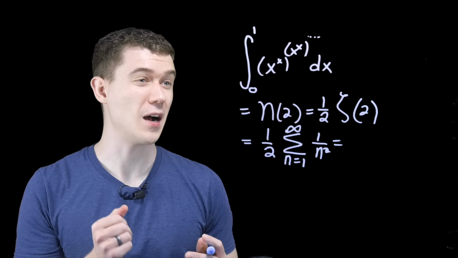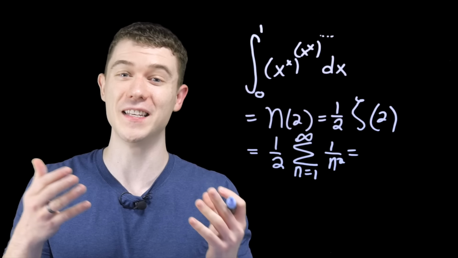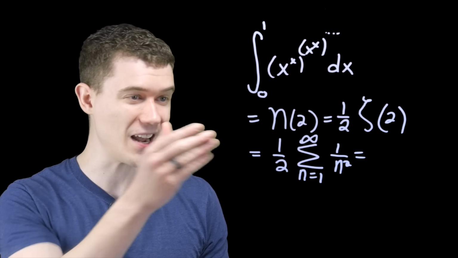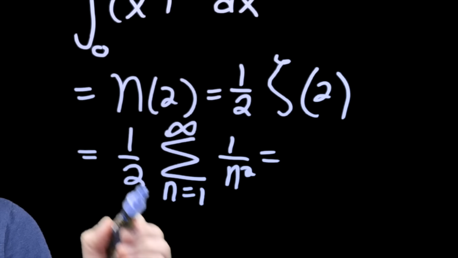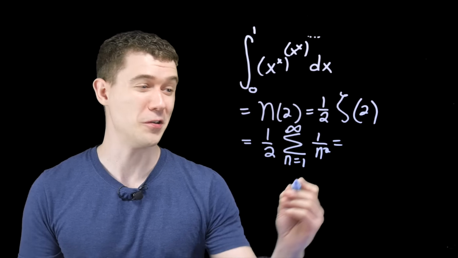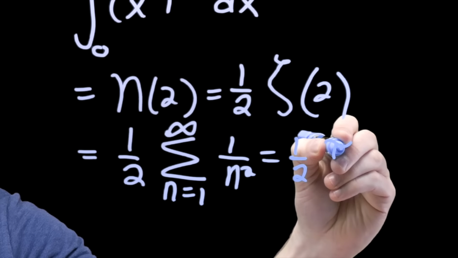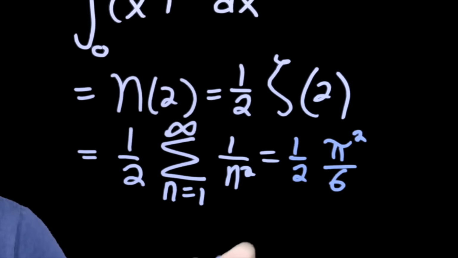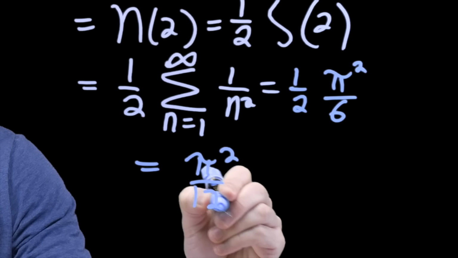Our original problem, which we rewrote using the Lambert function, integrated using the gamma function, defined it as the eta function, which is 1/2 of the zeta function, 1 over n squared. This is the zeta function at 2. This is a famous, well-known result. 1 over n squared from 1 to infinity. This is pi squared over 6. And so our final answer is pi squared over 12.